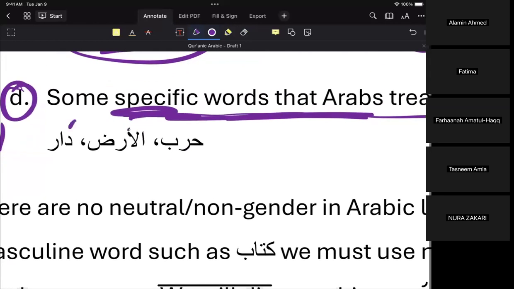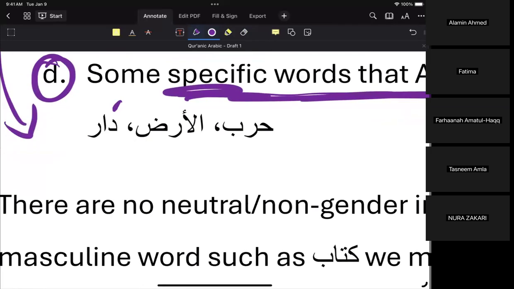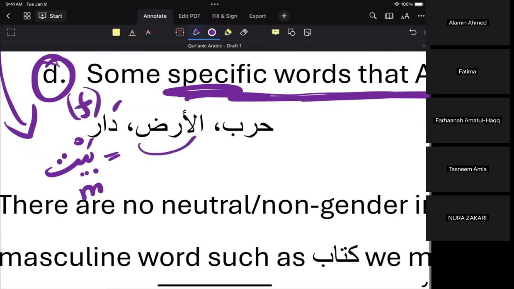And dar is another word that you will see in the Quran a lot, so you better memorize it. It's the same thing as bait. Bait is house, right? Dar. But bait is masculine, but the word dar is feminine. And al-ard, which is earth, is feminine, and harb, war, is also feminine.